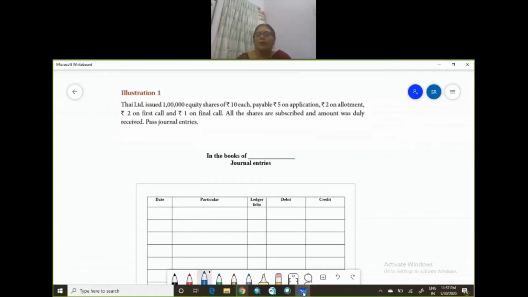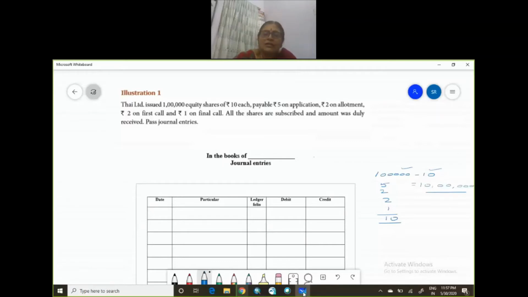Okay. 1 lakh equity shares for rupees 10. That is 5 on application, 2 on allotment, 2 on first call, and then 1 on final call. So total is 10 rupees. This is the number of shares. This is the value of each share. So total amount is what? 10 lakhs. How is the company going to receive this 10 lakhs from you?